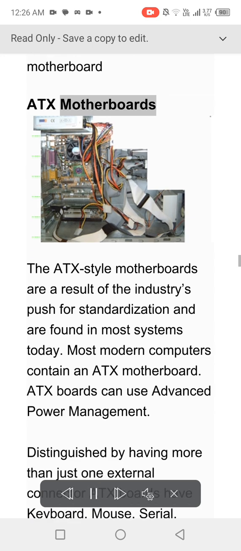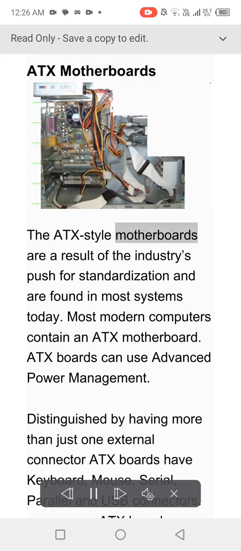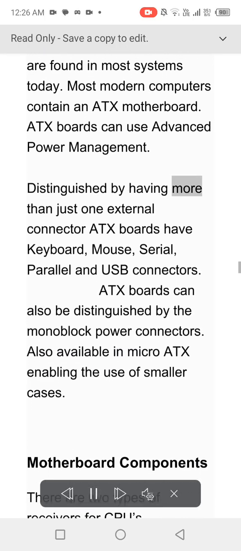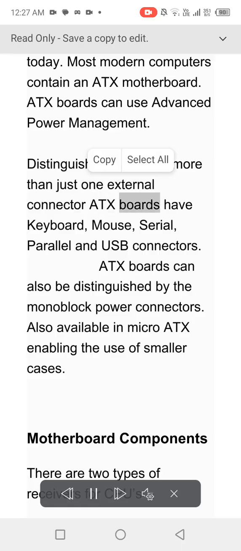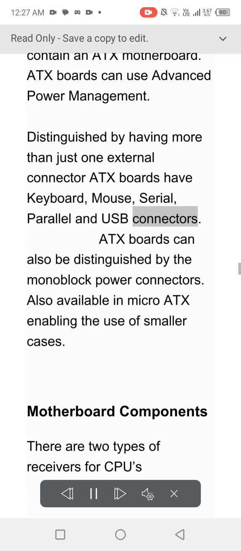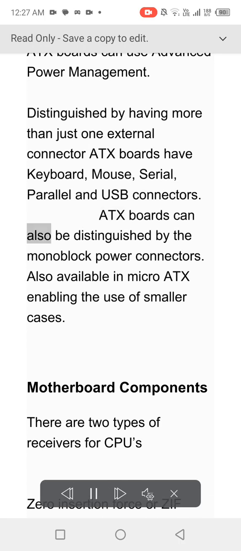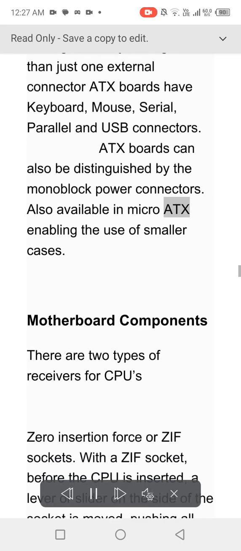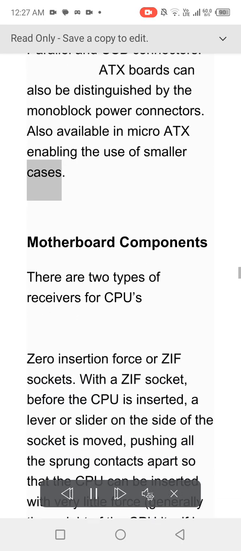ATX motherboards. The ATX-style motherboards are a result of the industry's push for standardization and are found in most systems today. Most modern computers contain an ATX motherboard. ATX boards can use advanced power management. Distinguished by having more than just one external connector, ATX boards have keyboard, mouse, serial, parallel, and USB connectors. ATX boards can also be distinguished by the monoblock power connectors. Also available in micro ATX, enabling the use of smaller cases.